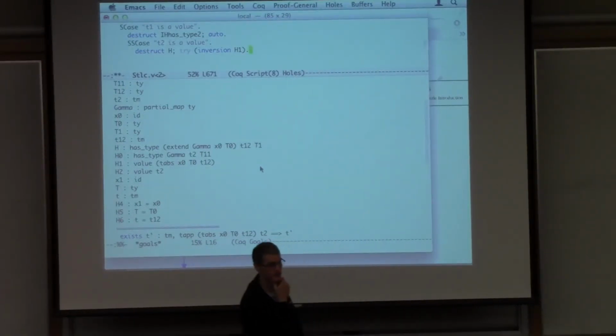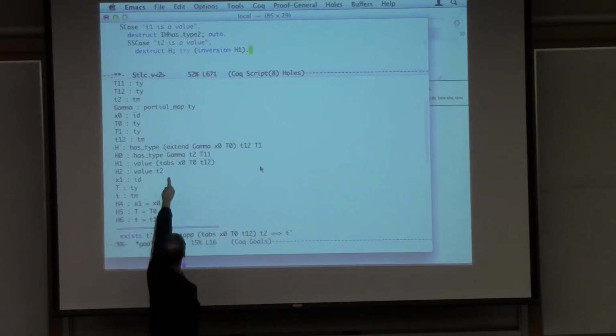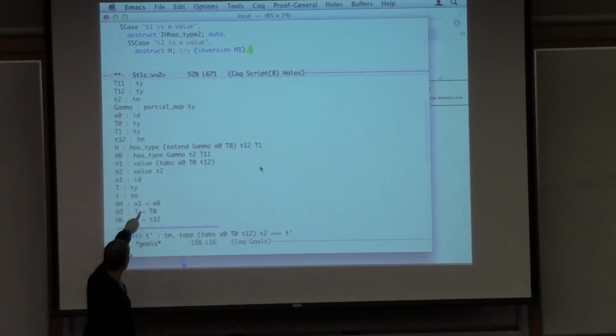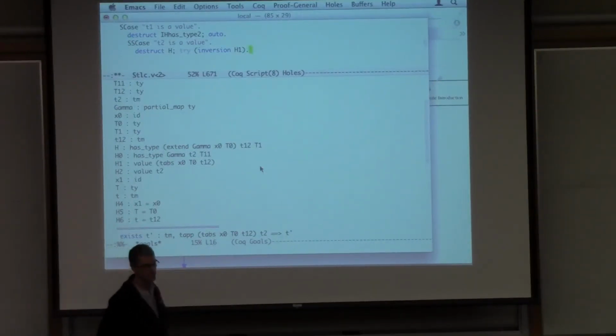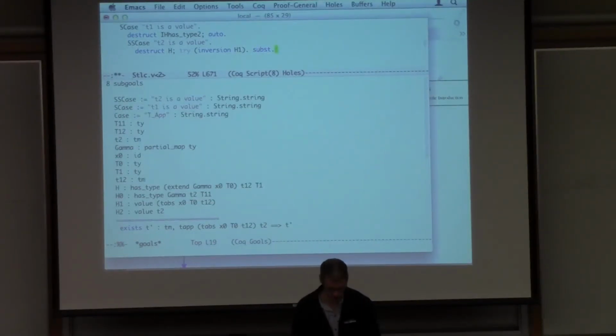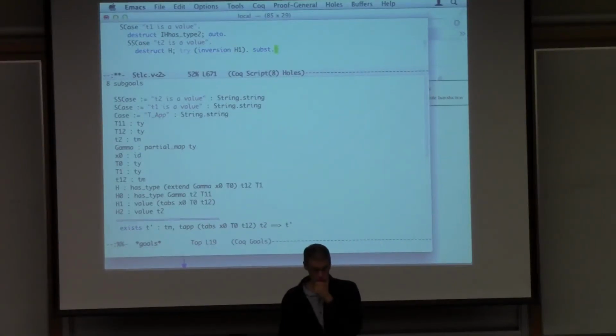Well, we do seem to be in the T-abs case. Here's the thing that's a value. And so we should be close to our goal. There are some kind of silly equalities in the context, so I'm going to suggest that we just substitute those away before we do anything else. And now look at it and try to think. So what do we want to do? So we have now the lambda that we wanted. So it's time to construct T prime, I guess.